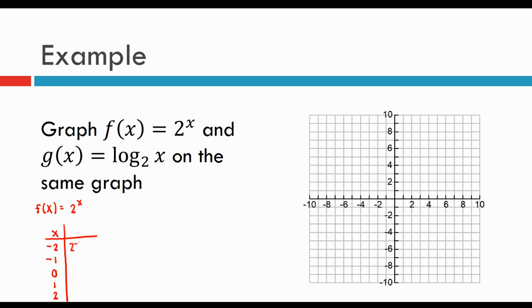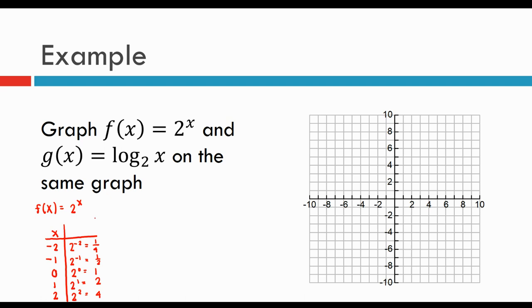So I'm going to have 2 to the -2nd power, which will really give me 1/4. We'll have 2 to the -1st power, which is 1/2. 2 to the power of 0 would be 1. 2 to the 1st power is 2, and 2 to the 2nd power is 4. So those are our ordered pairs.